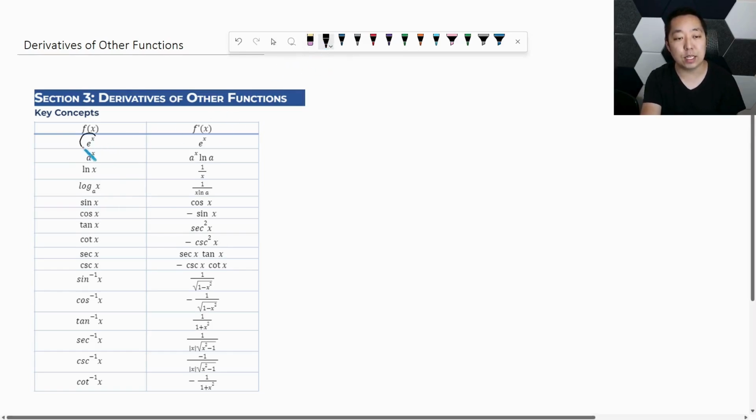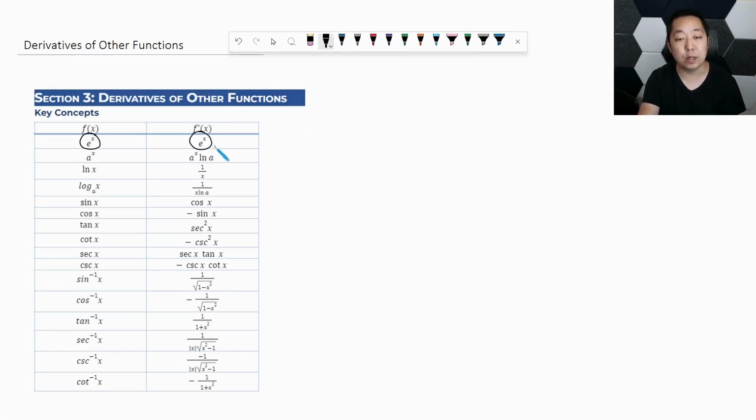First of all, something about e to the x. E is the base, the exponential function, and it has this interesting property where if you take the derivative of e to the x, it's unchanged. So if I have f of x is e to the x, the derivative of that is also e to the x. So it actually doesn't change. That's kind of an interesting one.